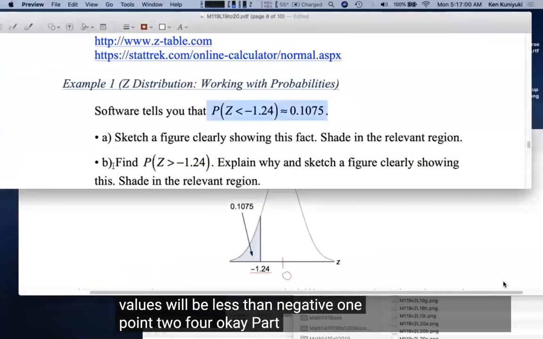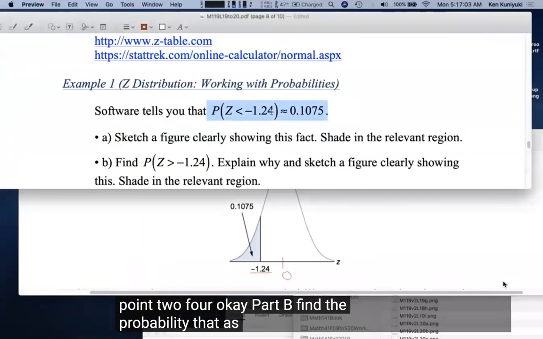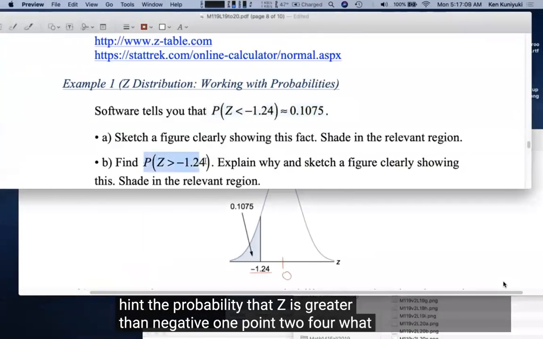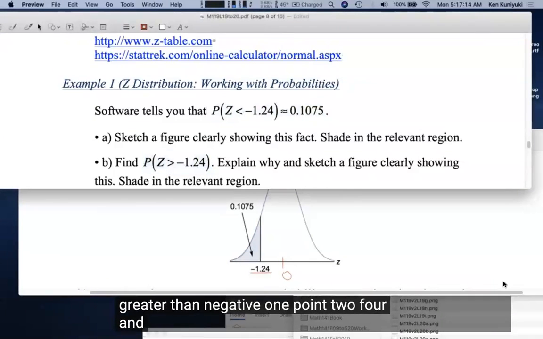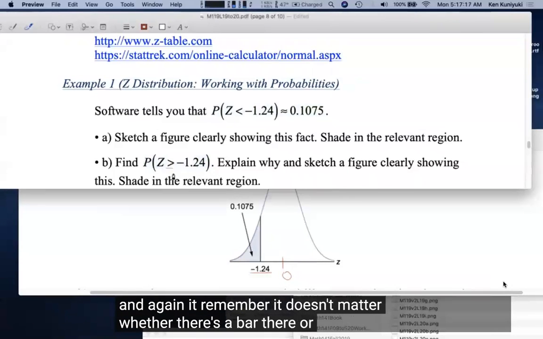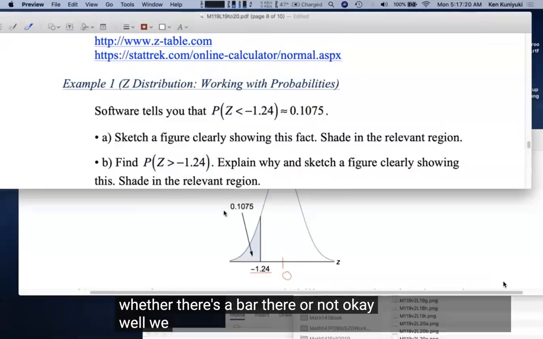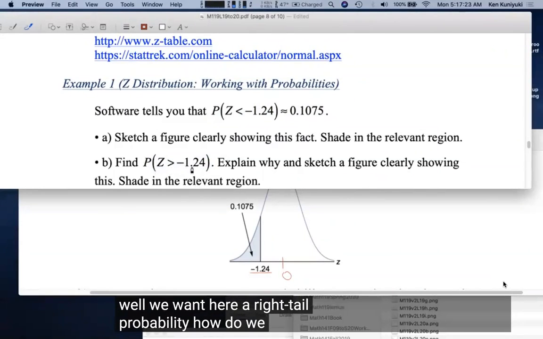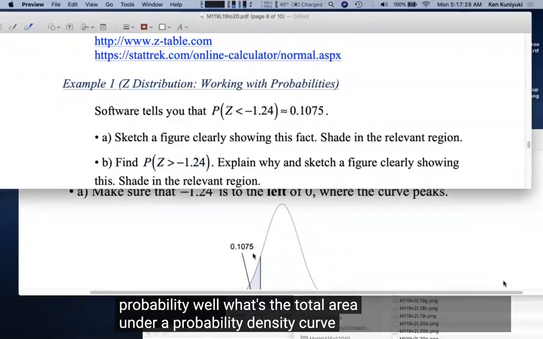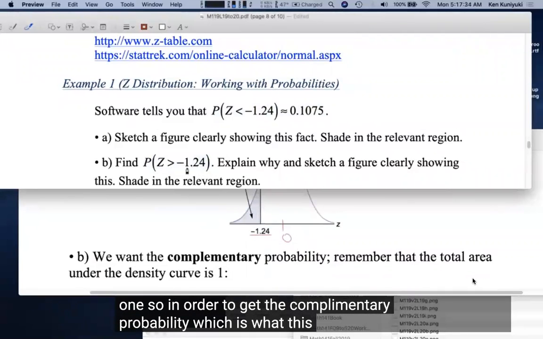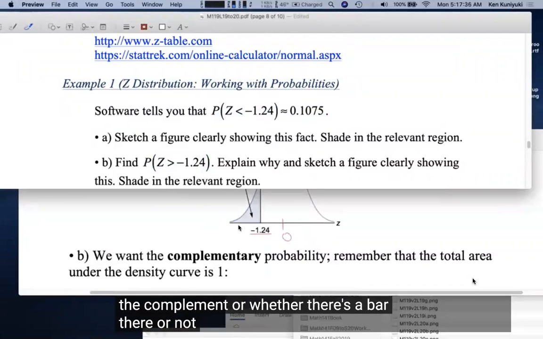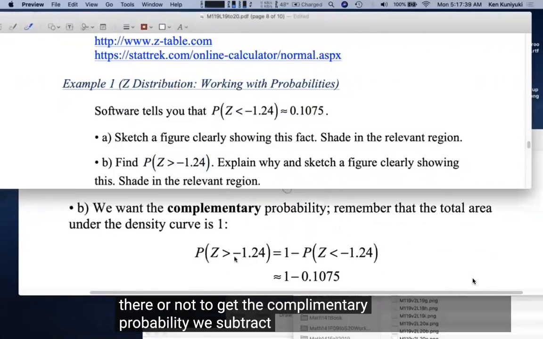Part B, find the probability that z is greater than negative 1.24. What is that? And again, remember, it doesn't matter whether there's a bar there or not. Well, we want here a right tail probability. How do we get a right tail probability? What's the total area under a probability density curve? It's 1. So to get the complementary probability, we subtract from 1.